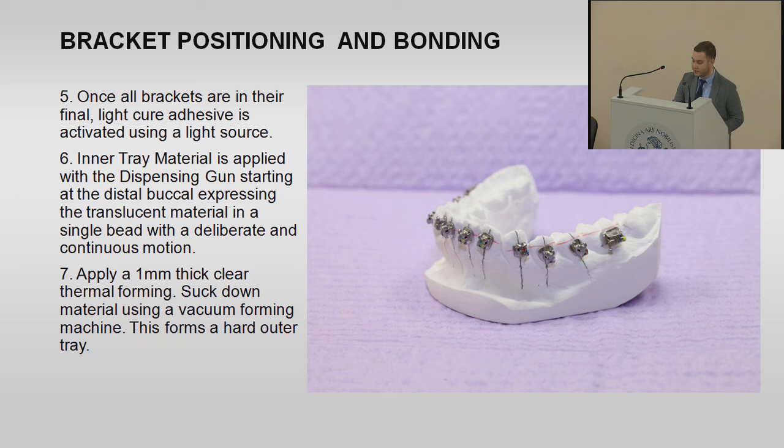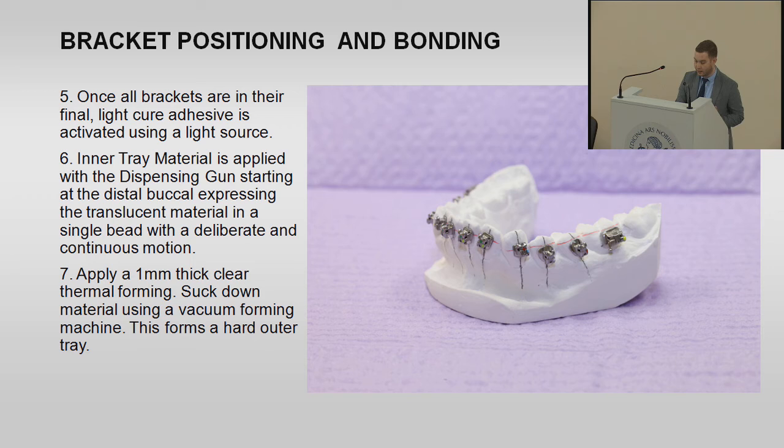So, you're starting at the distal buccal, expressing the translucent material in a single bead with a deliberate and continuous motion. That is very important, so your tray would be very slick and continuous. Apply a 1 millimeter thick clear thermal forming and suck down material using a vacuum forming machine. This forms a hard outer tray that will fix the inner tray in their direct position.